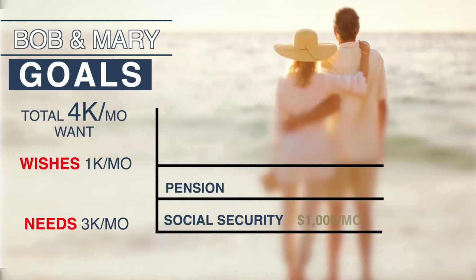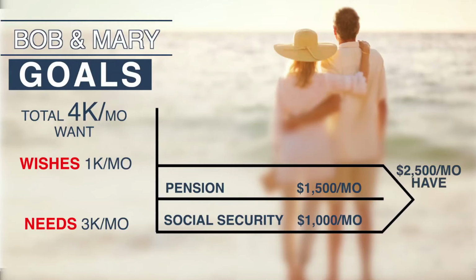So we're going to make an assumption that they have $1,000 a month for Social Security and they have $1,500 a month that's coming in for pensions. So they have $1,000 plus $1,500, they have $2,500 a month is what is coming in, but they want $4,000 a month. The other thing is there's a problem here.